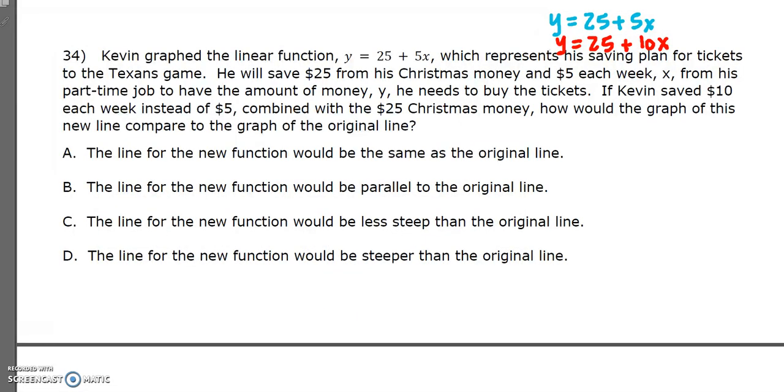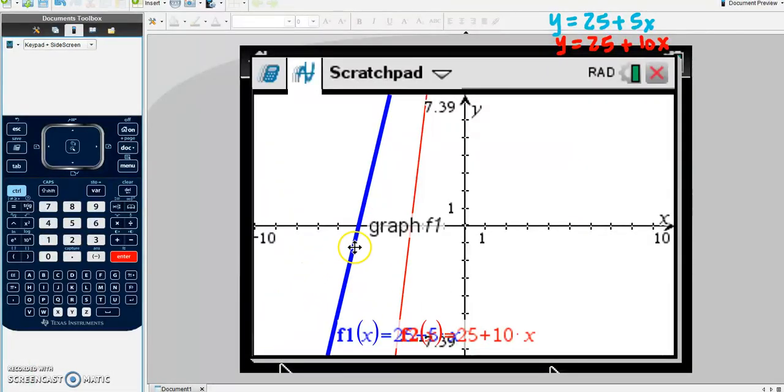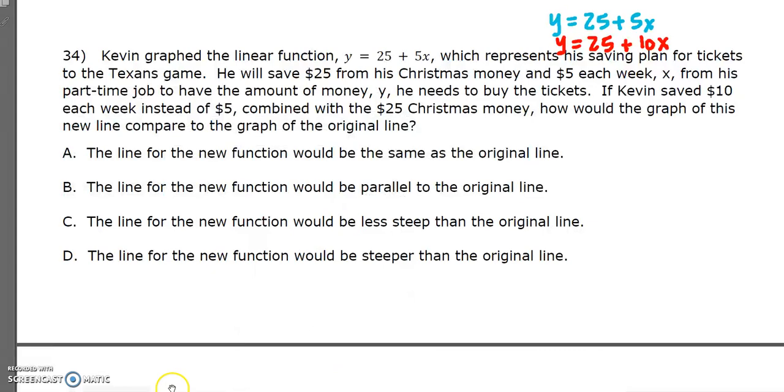Then it says the line for the new function would be less steep than the original. Remember, this was the original one, and it's saying this new one is less steep. So again, a little harder to see. I don't know if you guys can tell, but this one doesn't look less steep than this one. I think this one is steeper. Okay, so I don't think that's going to be the correct answer. And then D says the line for the new function would be steeper than the original line. And I believe that one's going to be it. So D is going to be the correct answer for number 34.